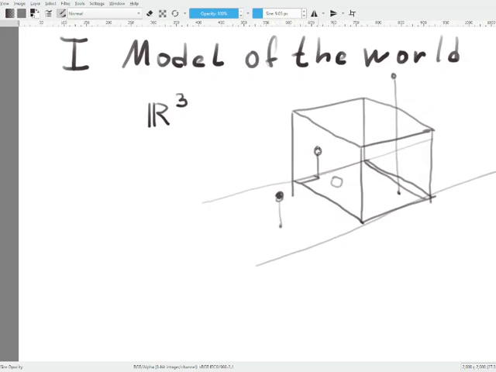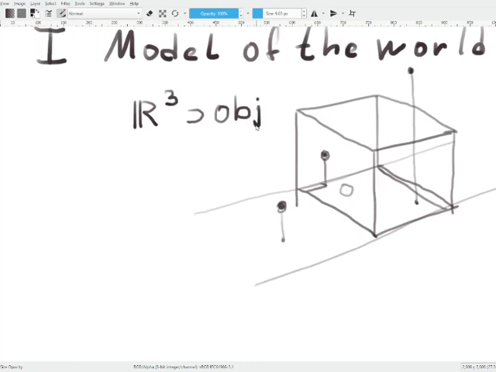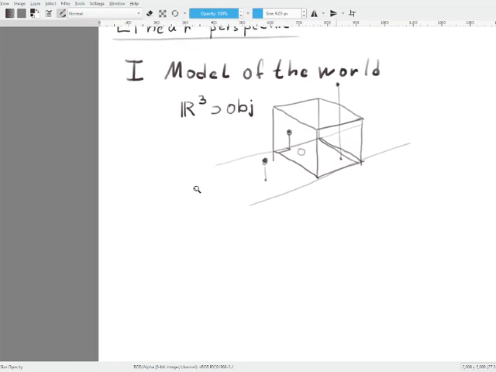These objects are subsets of the space. They are points in this space. So we select some points and we say that they are objects.